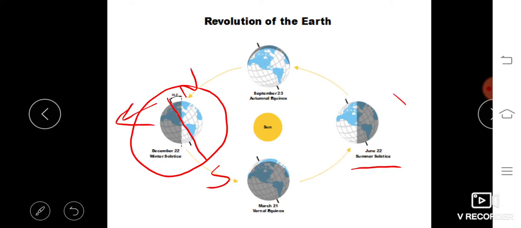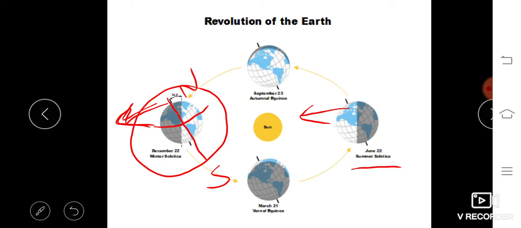But here, what was happening? The North Pole was tilted towards the sun. Here the North Pole is going away from the sun, so what will happen here?